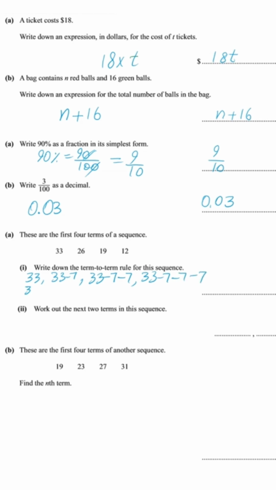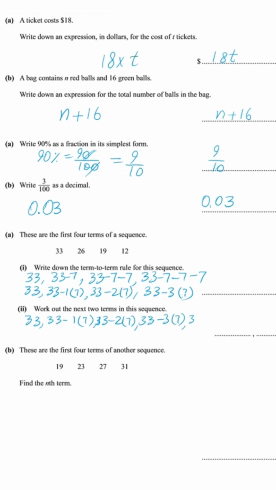So it can be written as 33, 33 minus 1 times 7, 33 minus 2 times 7, 33 minus 3 times 7. So this is the term by term rule. And if we continue like this, 33 minus 4 times 7, 33 minus 5 times 7, we can find the next 2 terms.